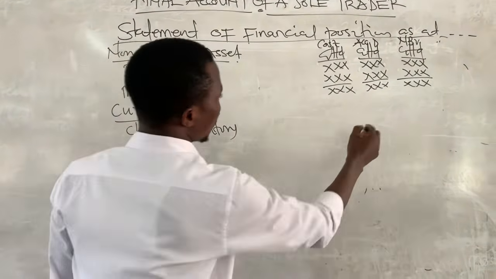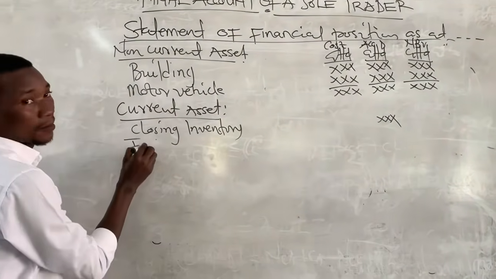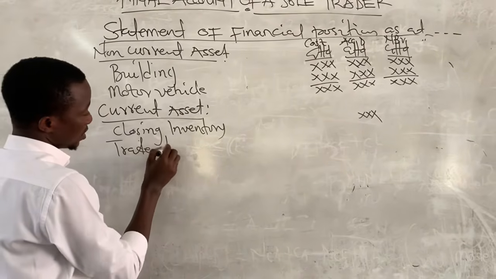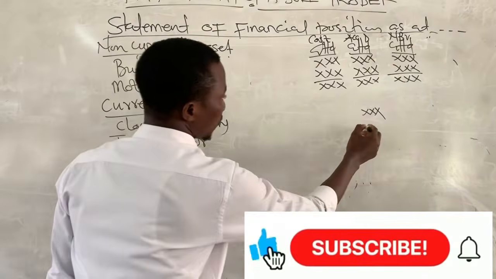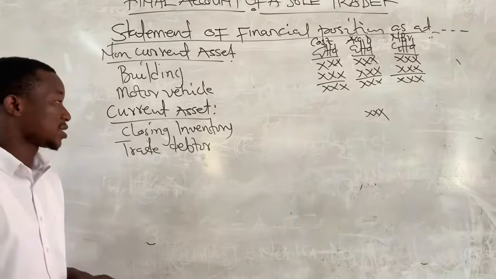The closing inventory. We take debtors, trade receivables or debtors. But let me talk about the trade debtors a bit, okay?